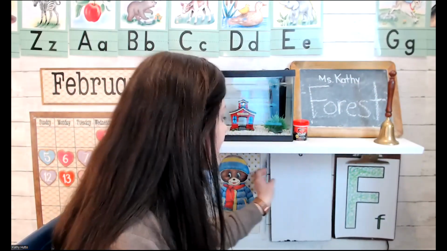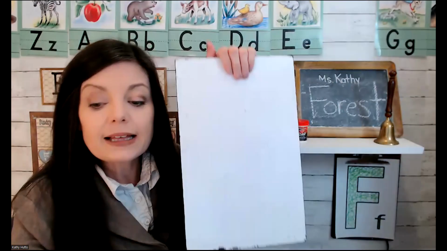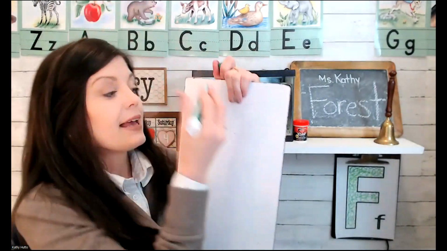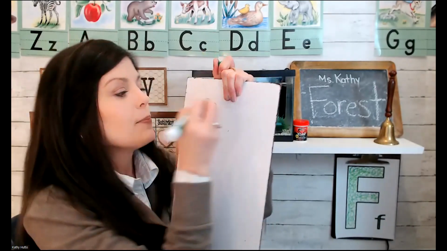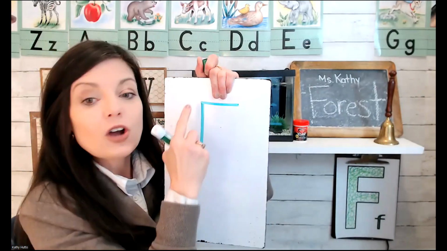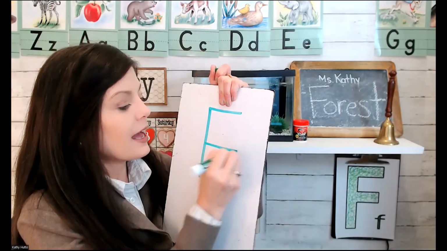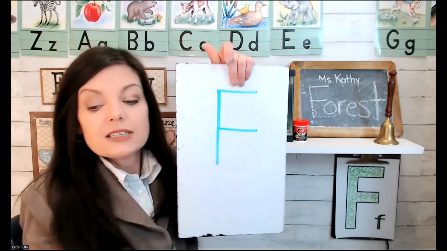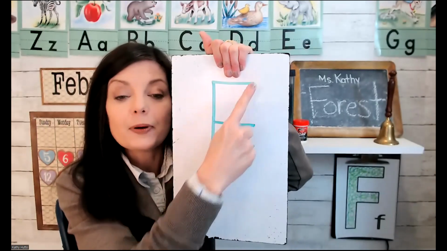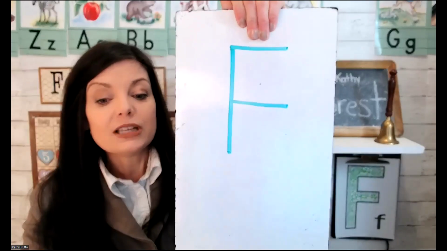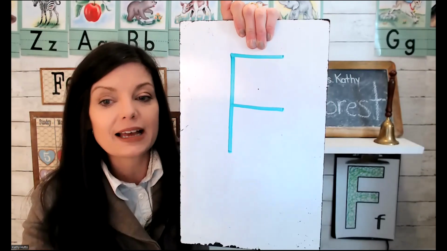Now let me show you how to write letter F so you can practice today. To make a letter F, you're going to first make a number 1. Then you're going to go back to the top, draw a line across the top and a line across the middle. So here's the big letter F. 1, top, middle.